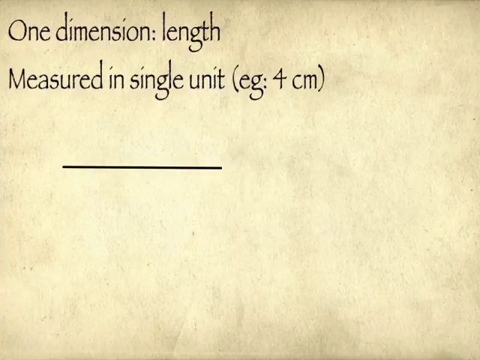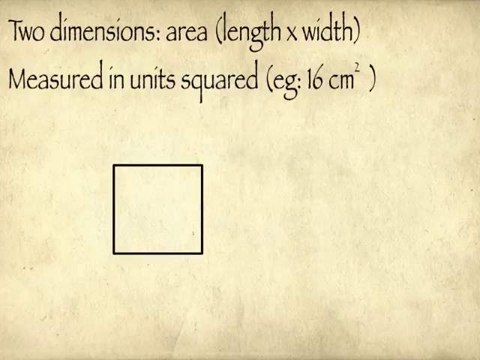When you're measuring in one dimension, you're talking about length. Okay, it's measured in a single unit, 4 centimeters, because there's only one thing to measure. When I add a second dimension, I get a square. And to find the area of the square, I have to measure the length and the width and multiply them. So because I have two things, I always have to put a 2. Units squared, centimeters squared. That's how I remember it.